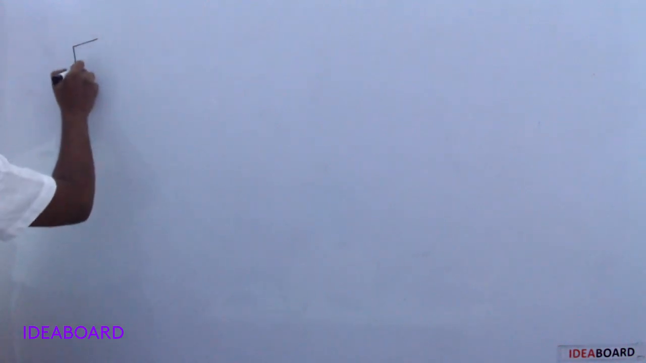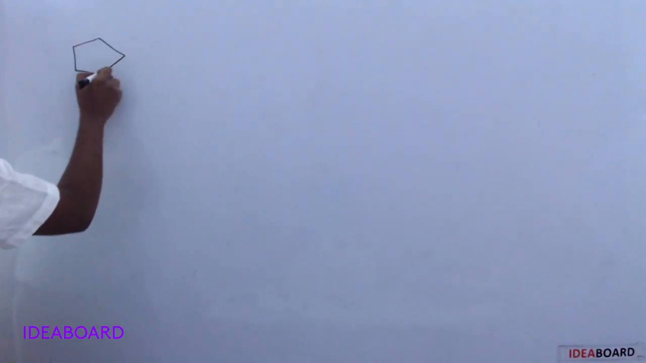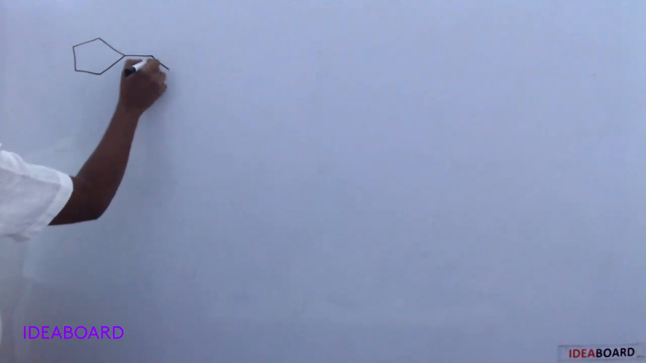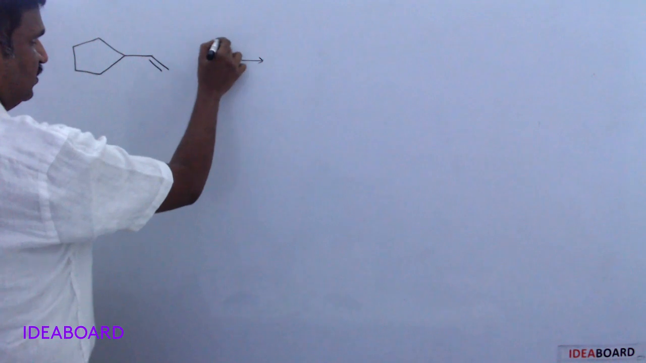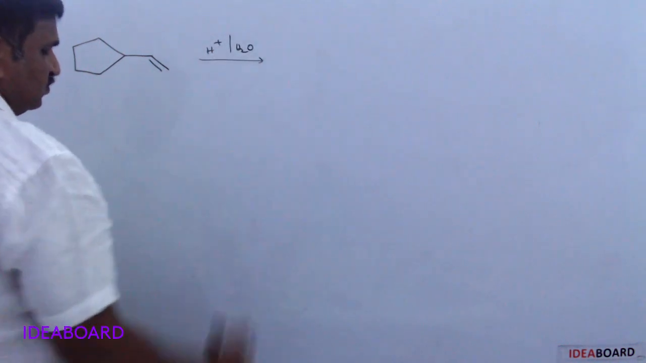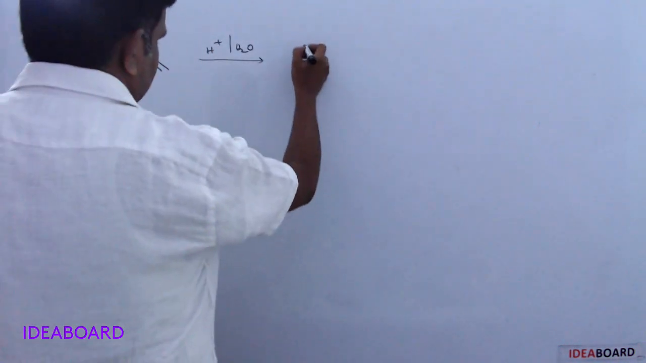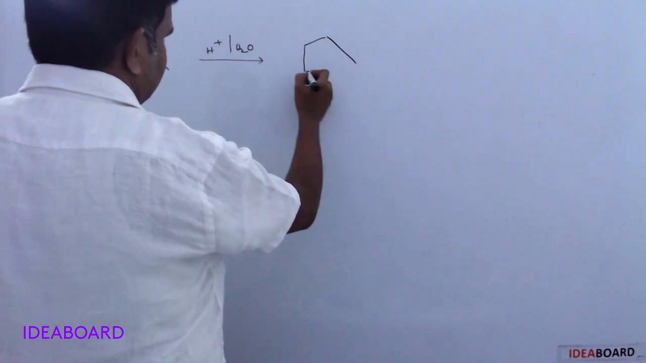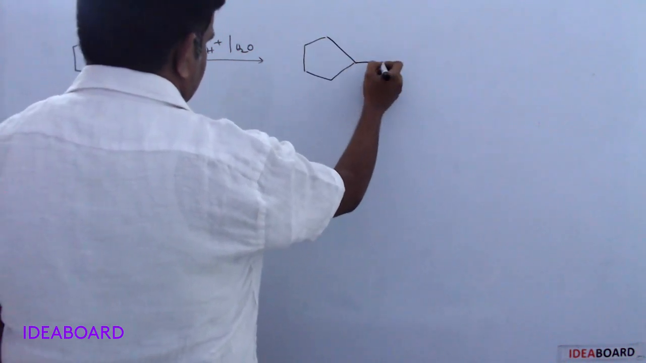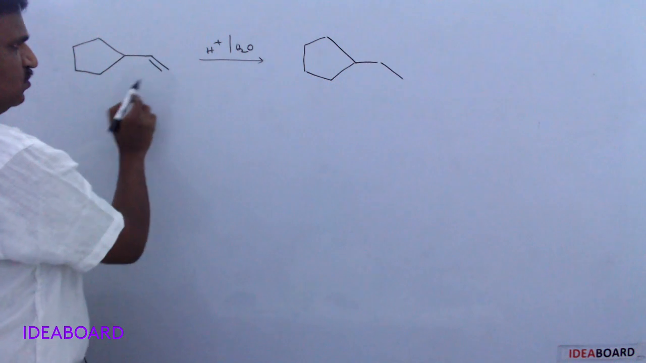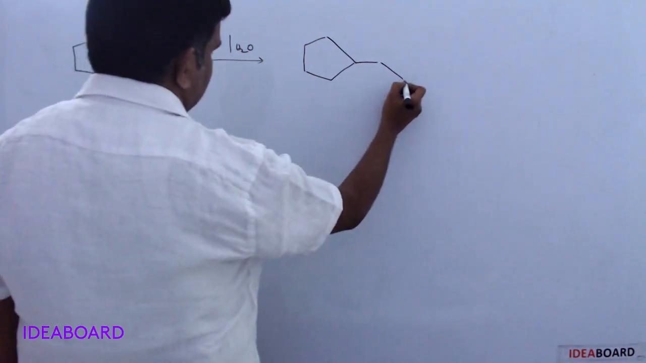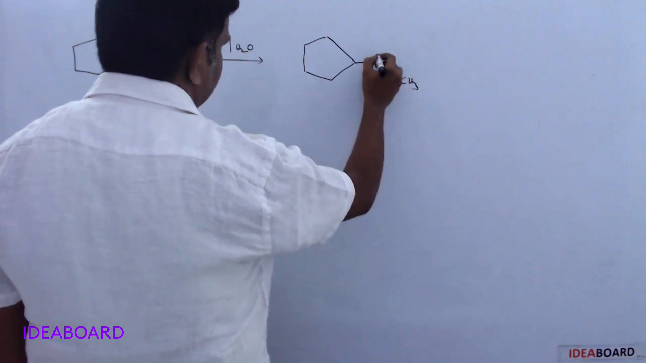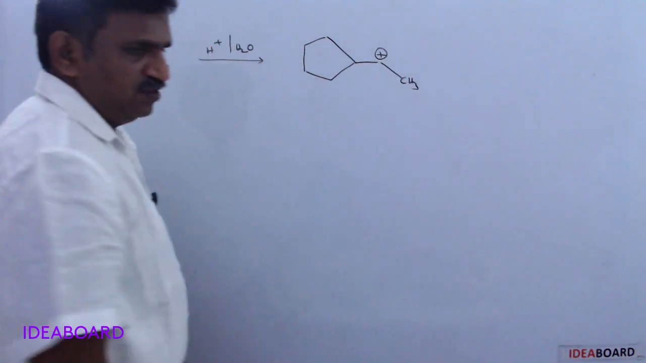Next, suppose you have this type of alkene. To this alkene, we are adding H+ and H2O. Then what is the product? Here, first this is CH2, this is CH2 and this is CH. After the addition of H+, we get CH3 and a carbocation.